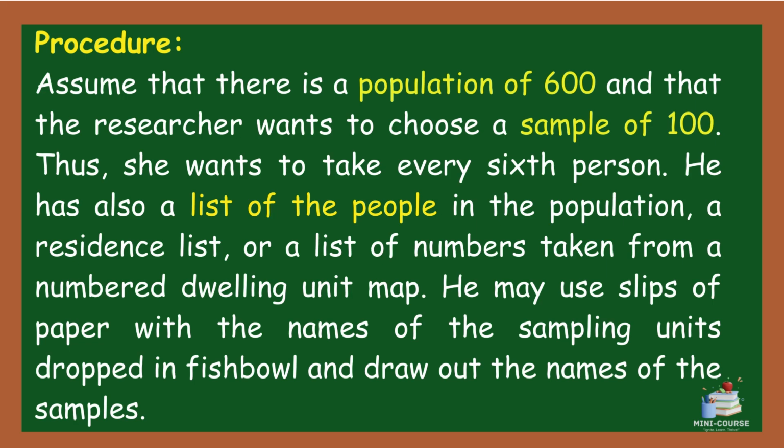Procedure: assume that there is a population of 600 and that the researcher wants to choose a sample of 100. Thus, she wants to take every sixth person. He has also a list of the people in the population, a residence list, or a list of numbers taken from a numbered dwelling unit map. He may use slips of paper with the names of the sampling units dropped in a fishbowl and draw out the names of the samples.